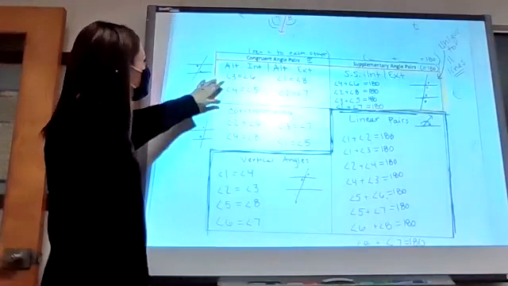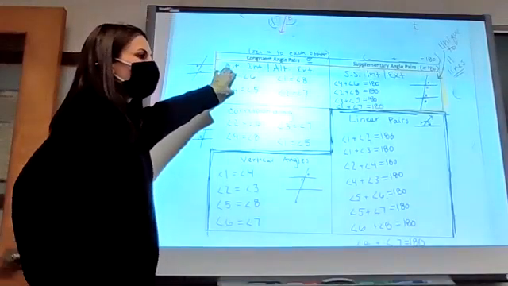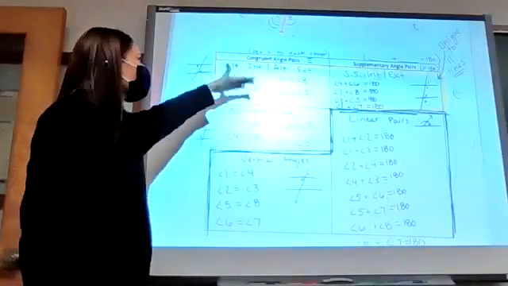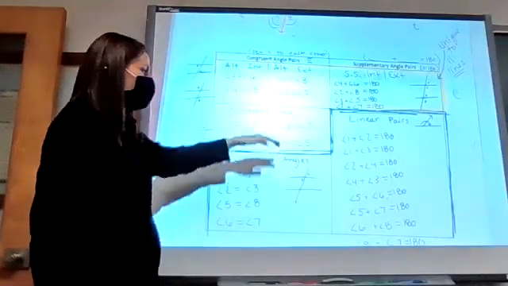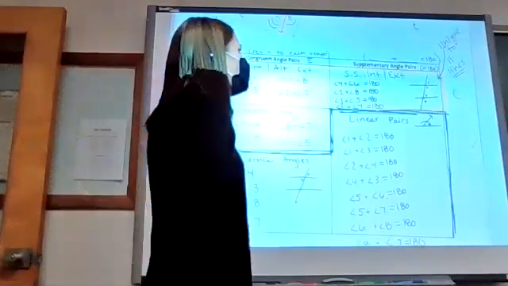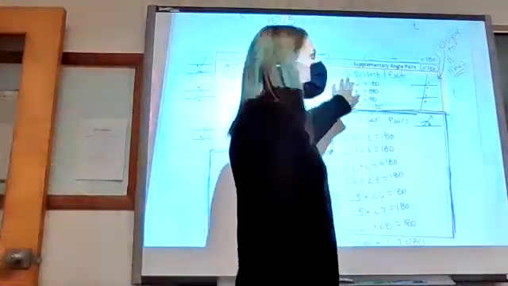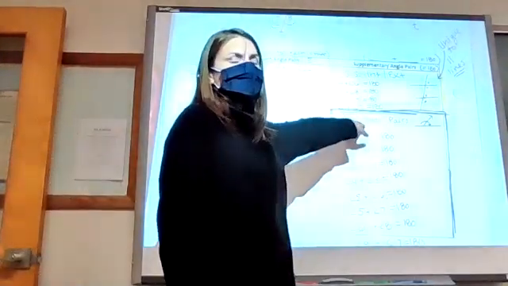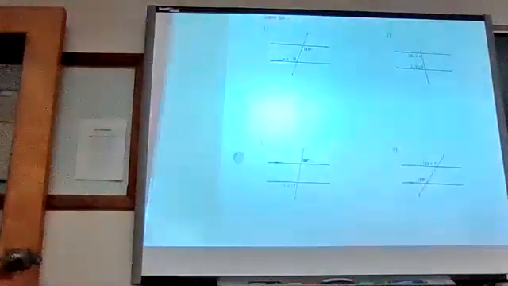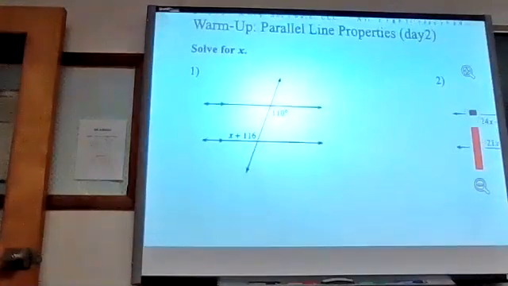Our alternate interior and exterior angles, so any alternate angle pairs, are equal. Corresponding angles are equal to each other, and our vertical angles, just like always, are still equal to each other. And then it also told us that our same side interior angles are going to be supplementary, okay? So that is what we are using to work through this warm-up.